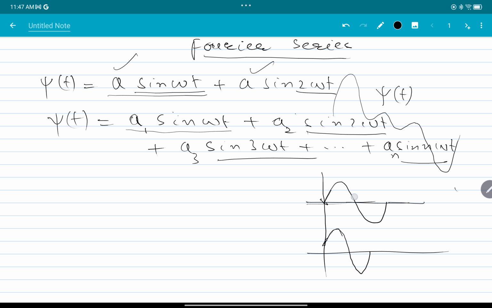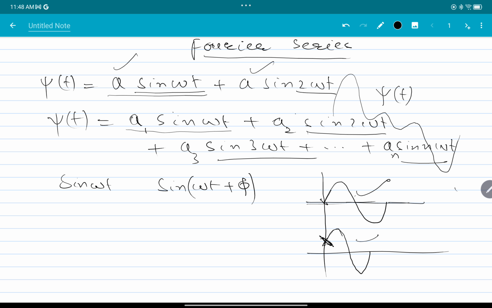We say that this wave and this wave have a phase difference. We can accommodate that phase difference here. Till now, all of them have been shown to have a zero phase angle. Now we can accommodate the phase angle. For example, if we take this sine omega t, instead of this we can write sine omega t plus phi, where phi is the phase angle.